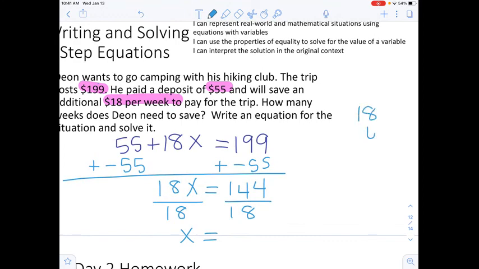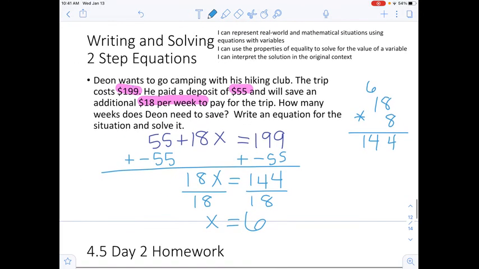Let's try 6. 18 times 6. 6 times 8 is 48. 108, so too small. Let's try 8. 18 times 8. 8 times 8 is 64. 8 times 1 is 8 plus 6, 144. So we know x equals 6. No, it does not. X equals 8, because 18 times 8 is 144. But the question is asking us how many weeks does he need to save for, so our answer would be 8 weeks.